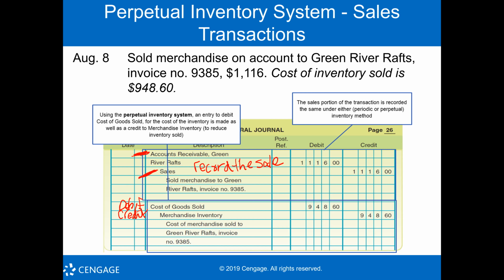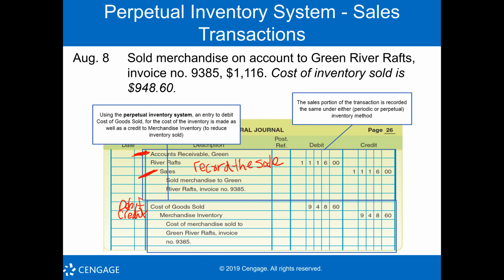So that cost of goods sold is increasing. Cost of goods sold is a type of expense. This is what we paid for whatever we sold, a raft or whatever. We paid $948.60 for this inventory, and then we sold it for $1,116. So we're debiting cost of goods sold, which is essentially treated like an expense on the income statement, and then we credit, or reduce, merchandise inventory since we just sold some of it.